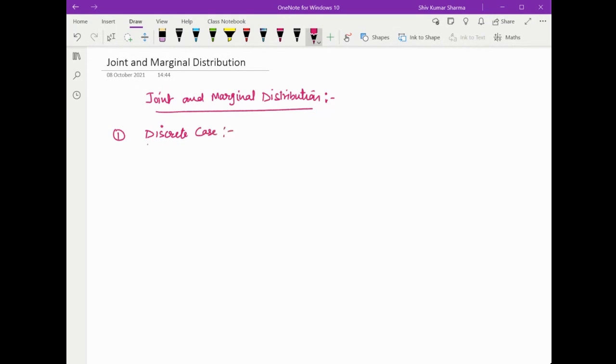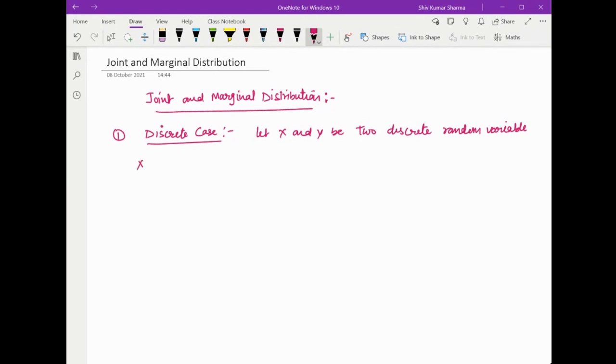First one for the discrete case, that means we have two random variables. Joint and marginal we will discuss for two random variables. So we require a minimum of two random variables. So let x and y be two discrete random variables.